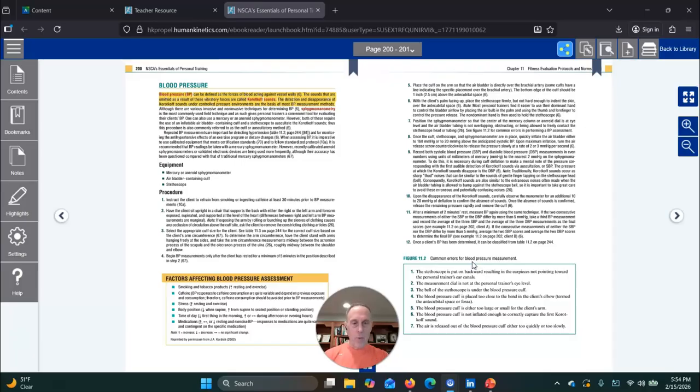A pretty common one too is people will put their thumb on top of the bell of the stethoscope, and what ends up happening is your thumb has a little bit of background noise from its own pulse, because sometimes it's hard to differentiate. You're better off putting two fingers on either side of the bell as opposed to putting your thumb right in the middle. That usually works out a lot better.